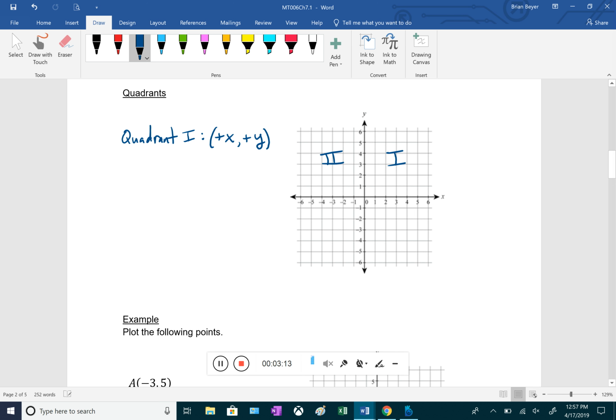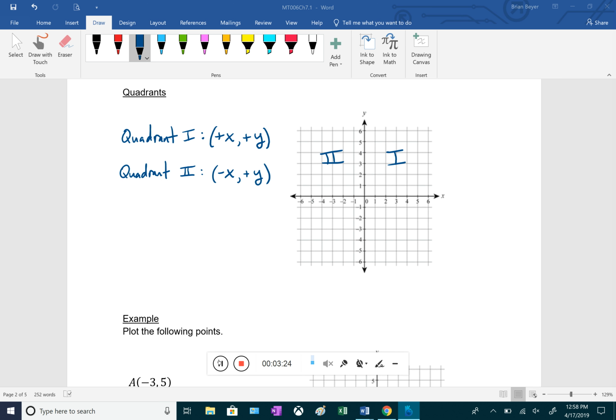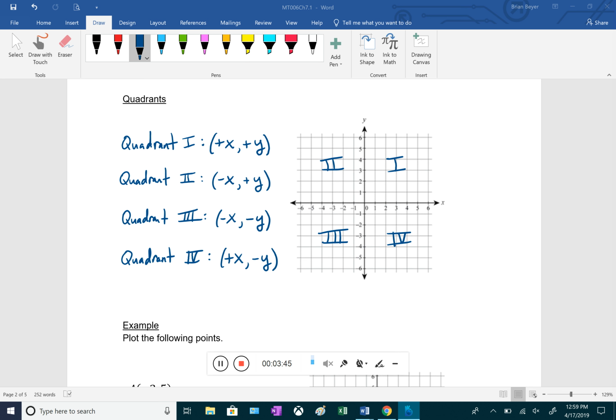Quadrant 2 is actually over here, so we go counterclockwise. Quadrant 2 has negative x values and positive y values. Quadrant 3 is down here, and we have negative x values and negative y values. And lastly, quadrant 4 is right here. We have positive x values and negative y values. Okay, so those are the 4 quadrants, and essentially every combination of positive and negative x and y that we can have.